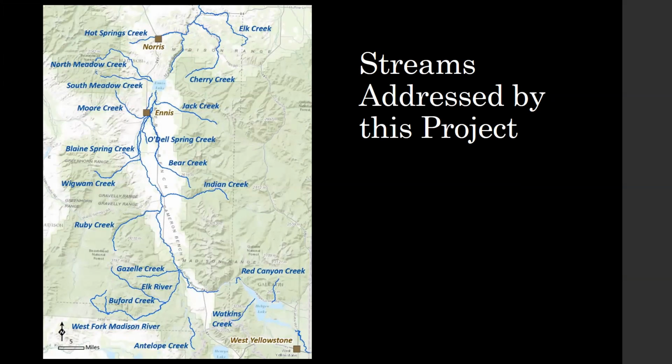Then we looked at Antelope Creek and Watkins and Red Canyon Creeks, which are tributaries to Hebgen Lake. Then moving northeast, we looked at Indian Creek, Bear and Odell Spring Creeks, Jack Cherry, and Elk Creeks. All of these streams are discussed in the TMDL document, but not all of them received sediment or temperature TMDLs.